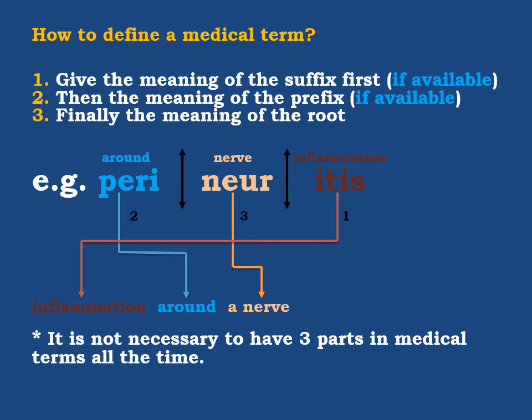Now the note which is at the bottom here, I think we mentioned it before. It says it is not necessary to have 3 parts in medical terms all the time. We said that it's not necessary to have them all in one term. Sometimes you can find a medical term of a root, sometimes of a root and a suffix, sometimes a prefix and a suffix. Sometimes even you can get 2 roots in one medical term with suffix and prefix. So it depends on the medical term itself. There is no one way of having a medical term.